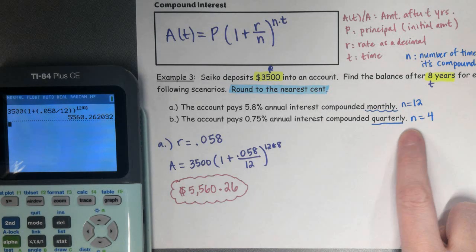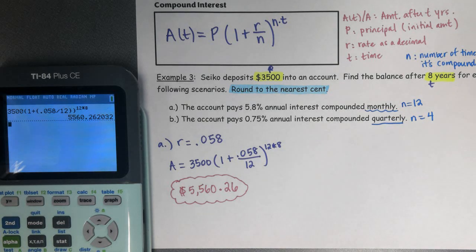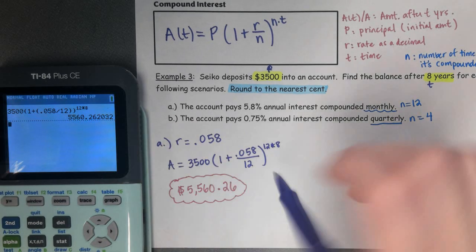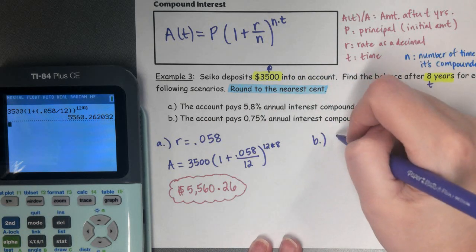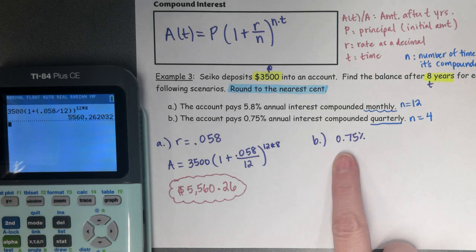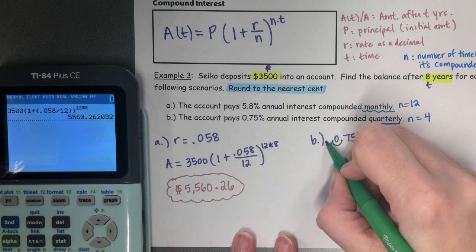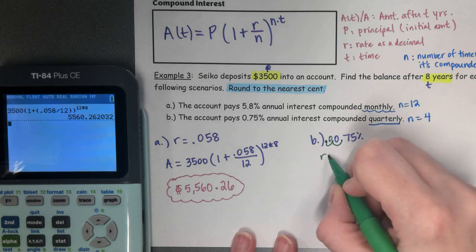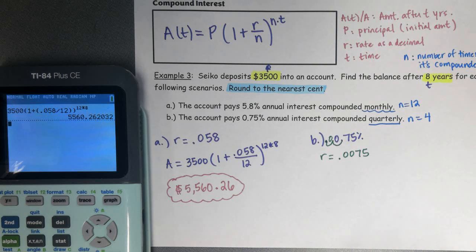So the quarterly means that it's only going to be compounded 4 times per year instead of the 12. So now in part B, the account gives you 0.75%. Now, when there's a decimal given in the percent, sometimes this messes people up. So I just want to remind you again, you are going to do 1, 2, and then you put your 0 in as your placeholder. So your rate is 0.0075.